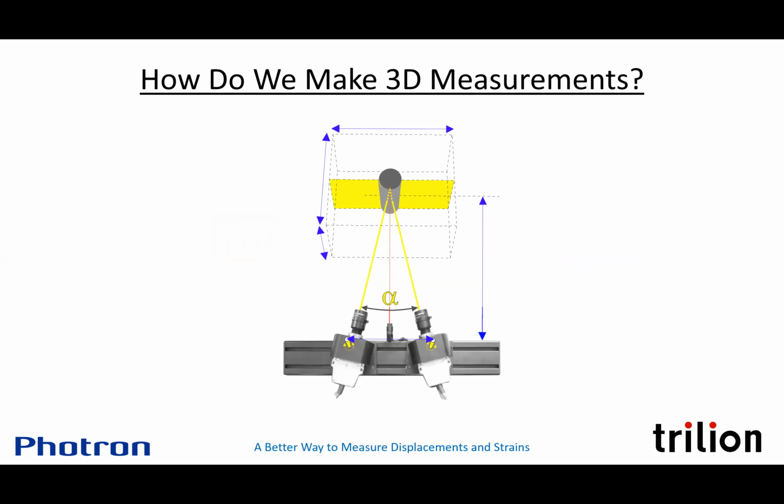How do we basically make measurements? Again, it's a stereo pair of cameras with an angle between them. They are co-aligned to be looking at a certain measuring volume, as we call it. That measuring volume might be 10 millimeters wide, it might be 100 meters wide. It's whatever is needed for the application. But basically, if we've got markers on a test object within that volume, we can get out the 3D coordinates, the shape, the displacements, and the strains.